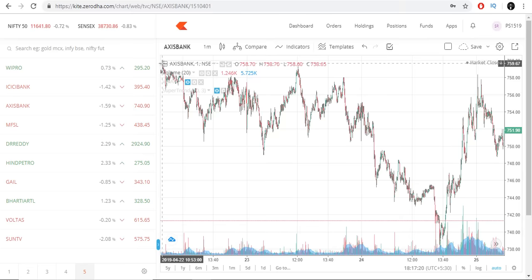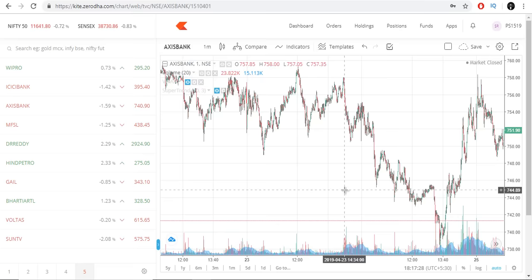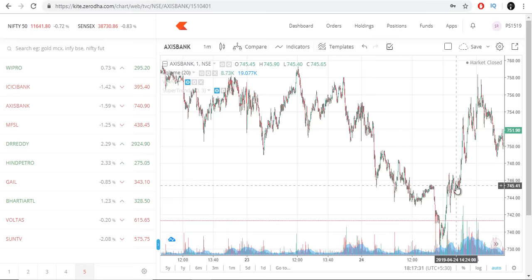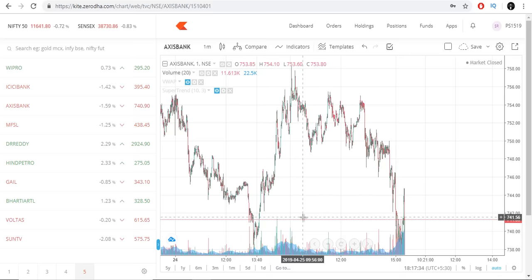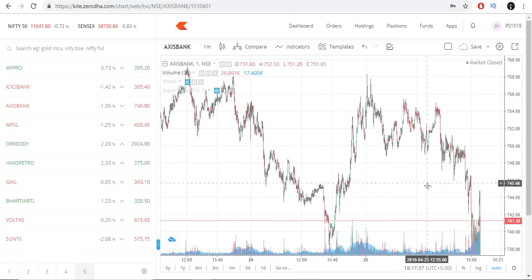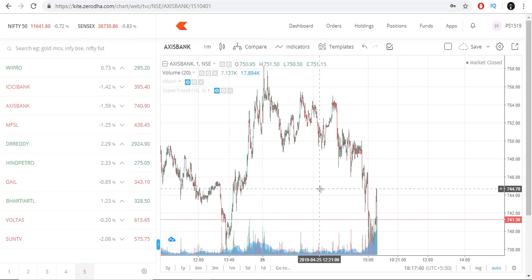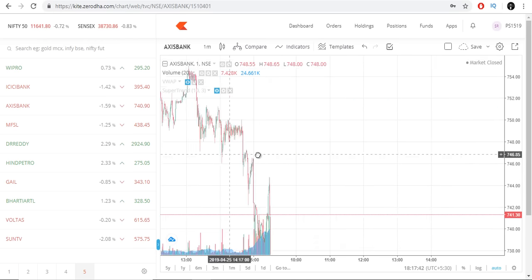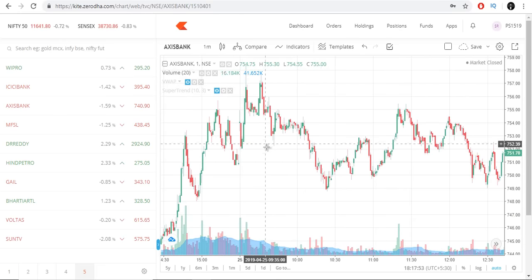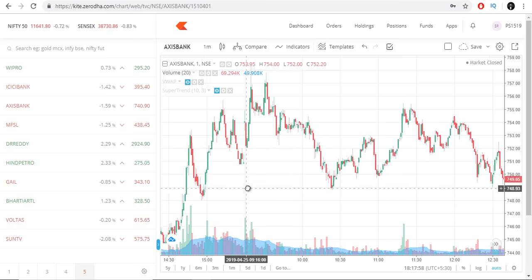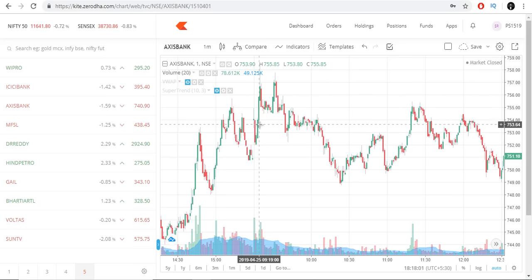Coming to Axis Bank, this is the intraday chart on a 1 minute time frame. Here you can see I have taken the trade at 9:19 a.m. in the morning. Today is the 25th. Let me zoom in a little bit. This is today's chart, and at 9:19 a.m. this is the candle where I have taken the trade.